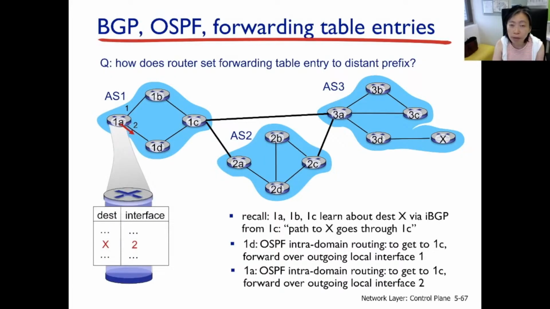Similarly, let's derive it again for 1A. 1A knows that for destination X, I should be forwarding packets towards router 1C. So let's call intra-AS routing and find out from OSPF: what is the shortest path to 1C, and which link, 1 or 2, is on the shortest path? We get 2 here, and 2 would forward packets to 1D, and 1D, as we saw earlier, will be forwarding packets over this direction and reaching 1C, and therefore going backwards and reaching destination X.